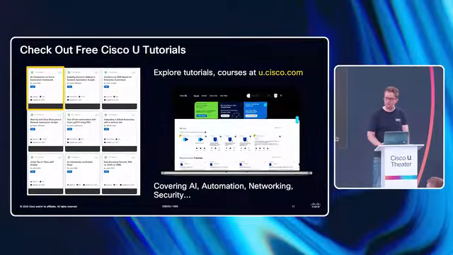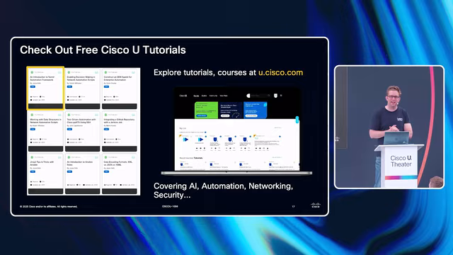I want to make sure, not just in terms of the examples I have today, but we also have on Cisco U. I'm within the learning and certification team. We have a ton of tutorials that cover a variety of topics from automation like I'm doing here. I have a Nornir example up there as well as AI, cloud, networking, security. I highly suggest you check out our Cisco U tutorials.